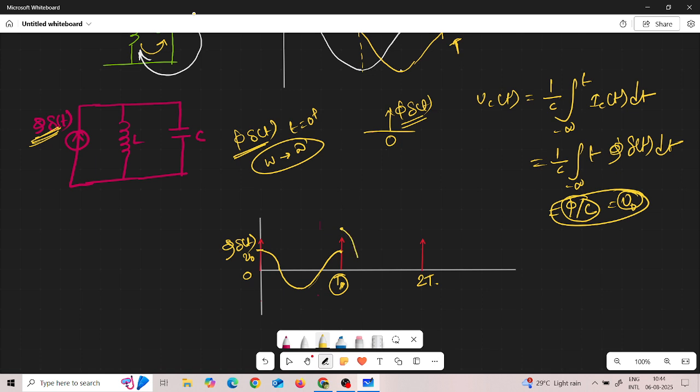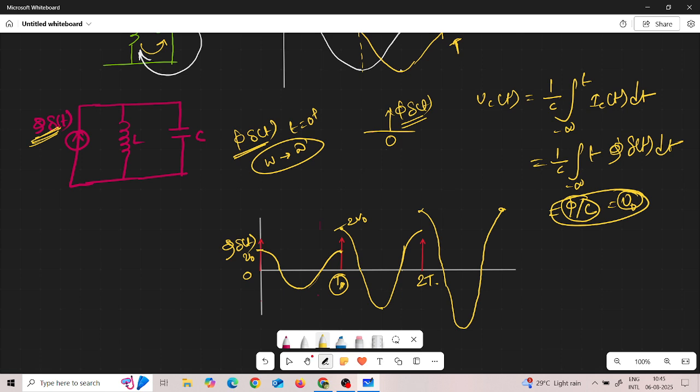Okay, so it looks like this. Again, this amplitude increases, double as compared to the previous one. It becomes 2 V naught. Again at 2T, another pulse comes, so it becomes, sorry, 3 V naught and so on. In this way, this process continues.